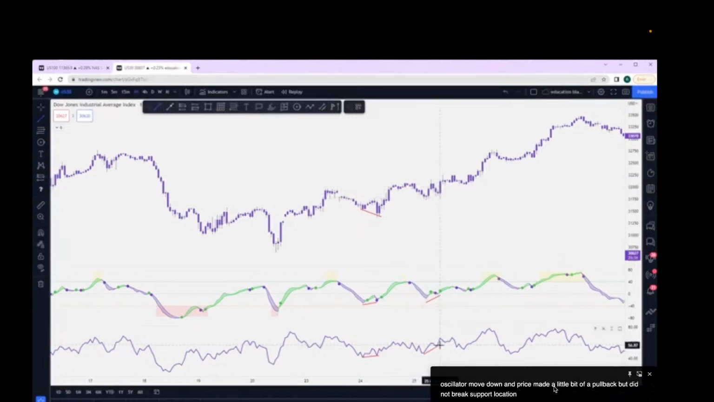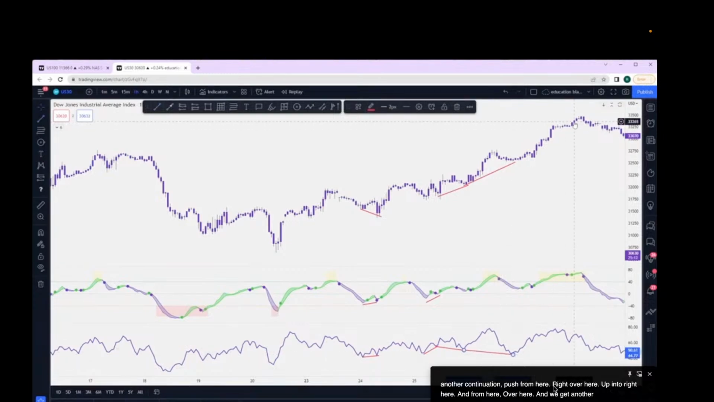So from here over to here, from here to here, we get another continuation push. From here, right over here, up into right here, and from here over to here, and we get another push up. Okay, so these are your continuation divergences supporting your with-trend trading.